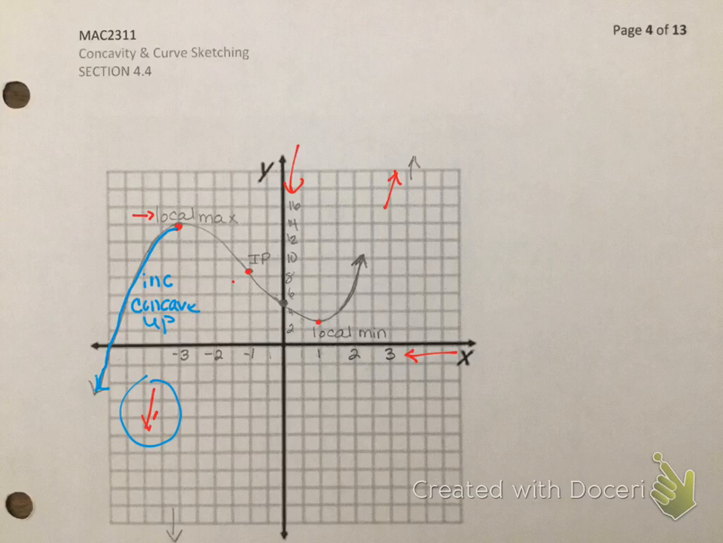And then I know that I am decreasing all the way until I get to an x value of 1. But at the same time, I am still concave down until I get to that inflection point. I messed up over there.